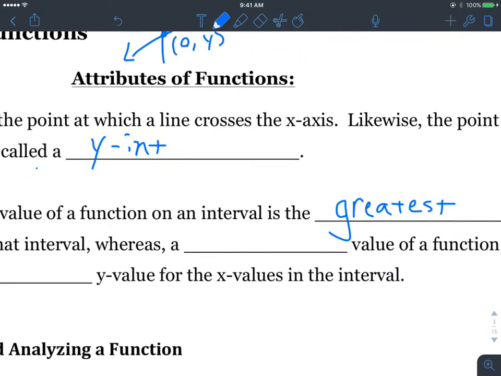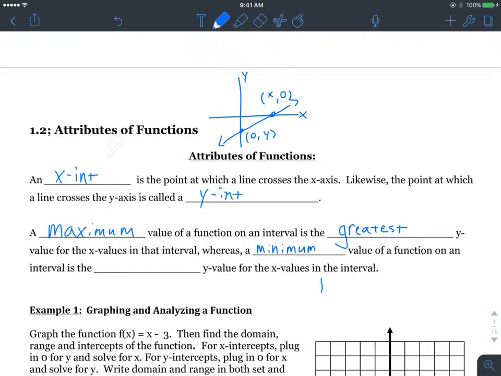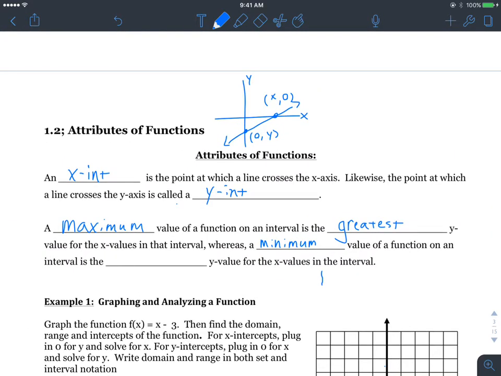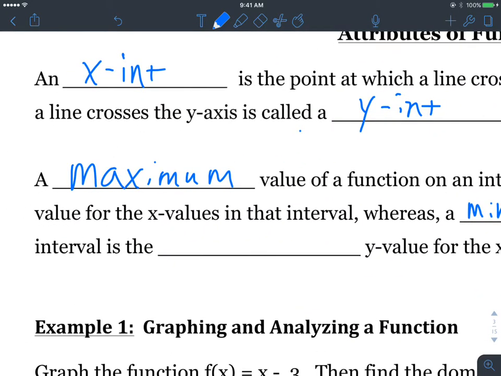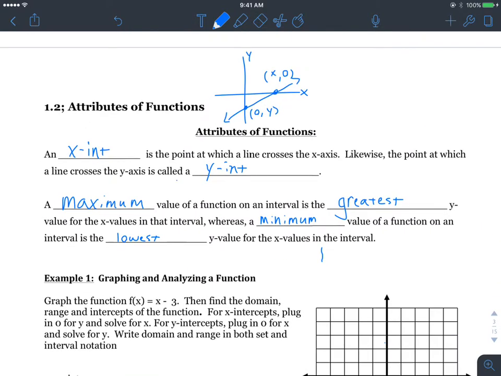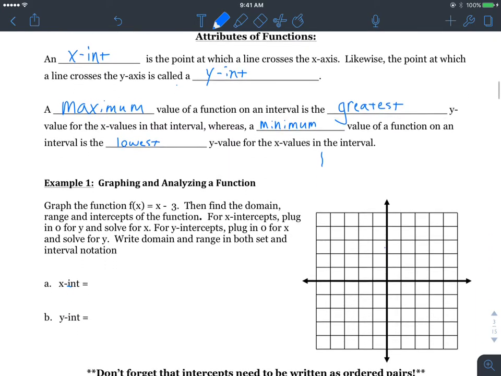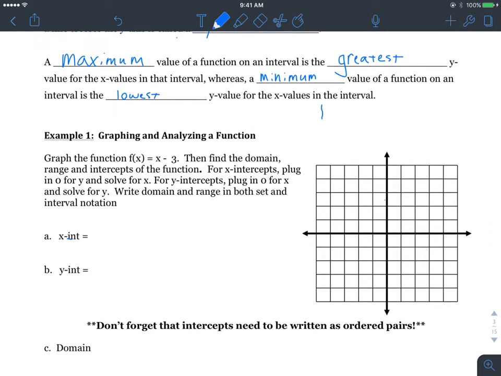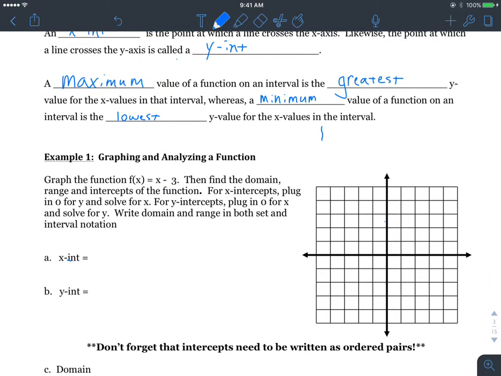Okay, and then you also have a minimum. Usually we'll just abbreviate that as min. So the minimum value of a function on an interval is the lowest y value for the x values in that given interval. And I think that comes up in a few problems here.